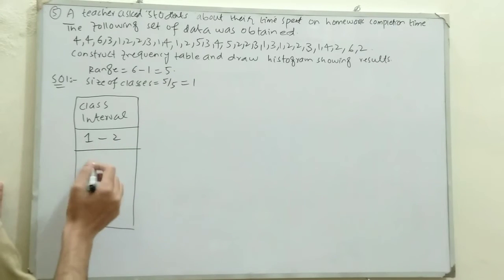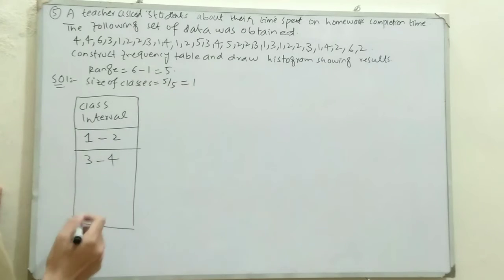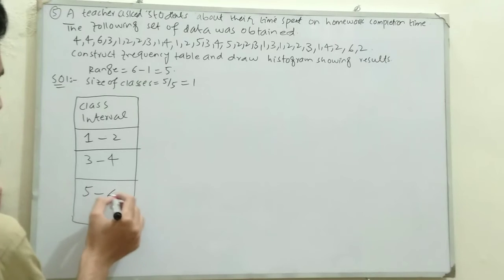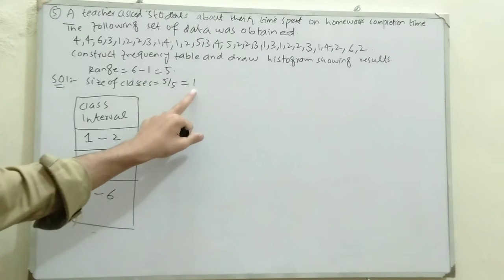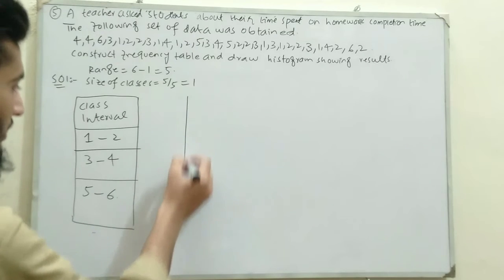After 2 we have 3. So 3 goes to 4, because 4 minus 3 gives us 1. And we have a last interval from 5 to 6, because 6 minus 5 gives us size of classes equal to 1. Now after this I am going to find the frequency.